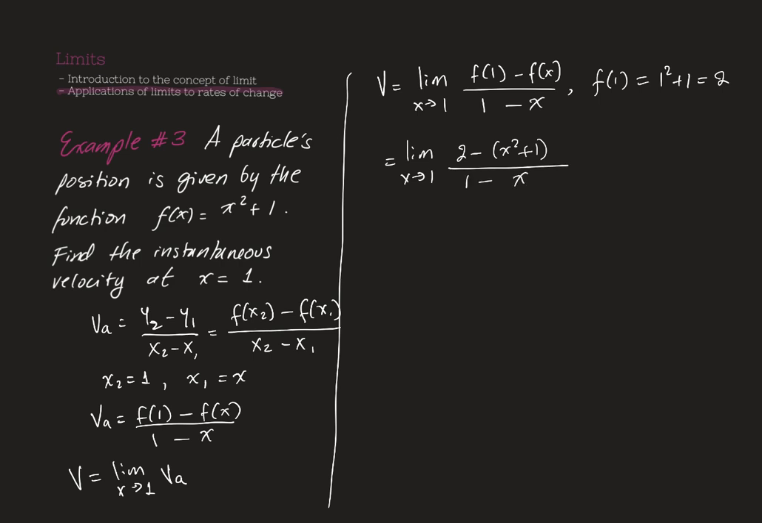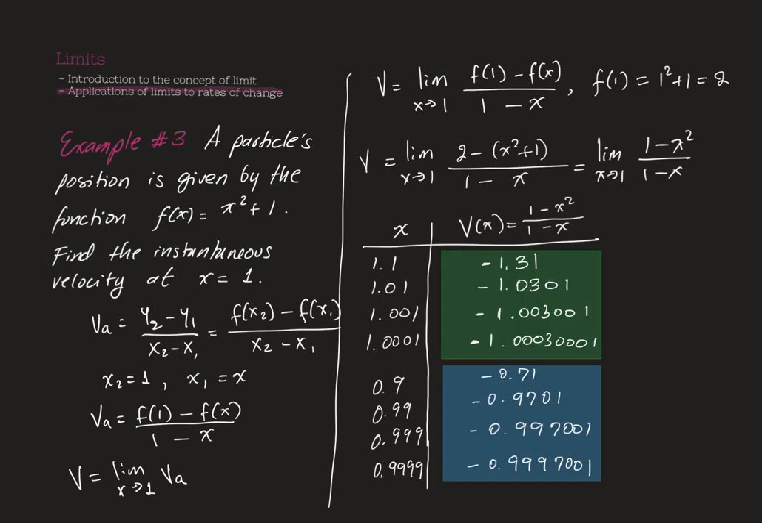Now that I have my expression for the instantaneous velocity in the form of a limit, I am going to create a table of values for this function in order to find and evaluate the limit. I went ahead and filled in the table of values. Remember, we always have to take some values that are bigger than the value we're interested in.